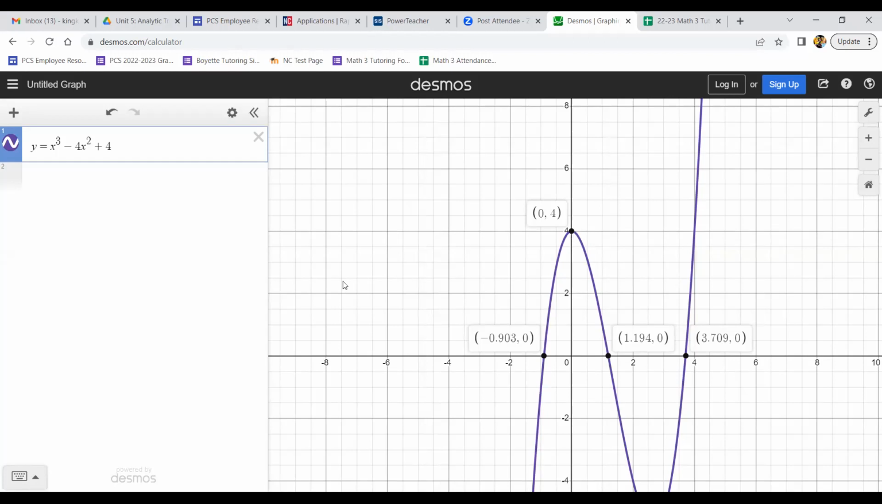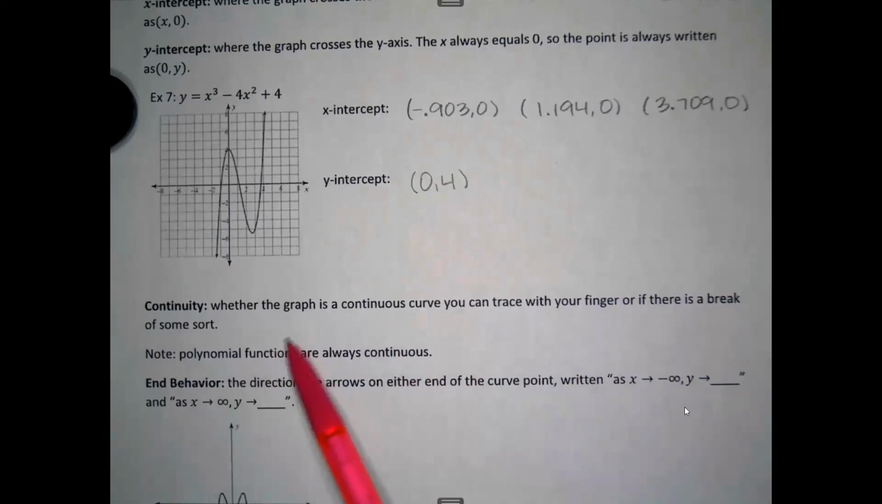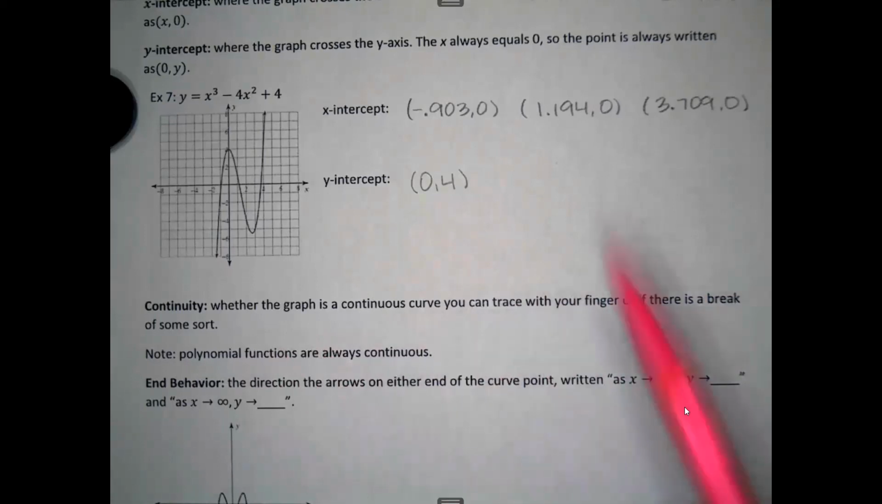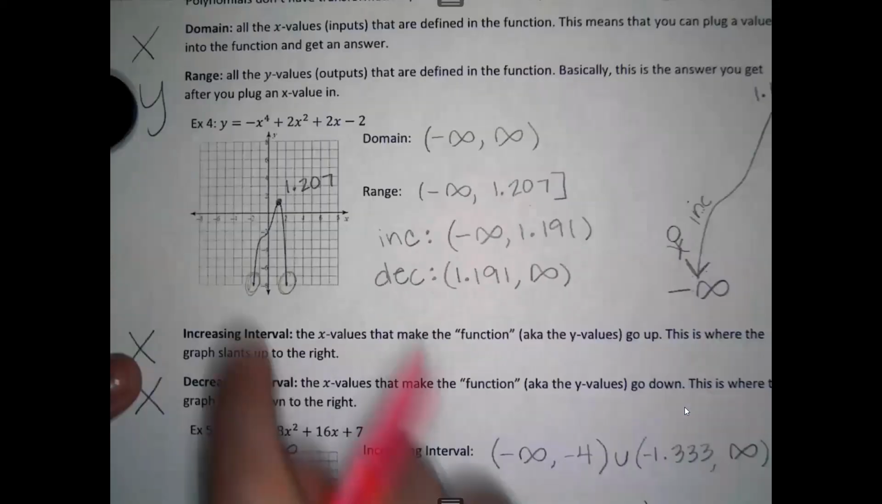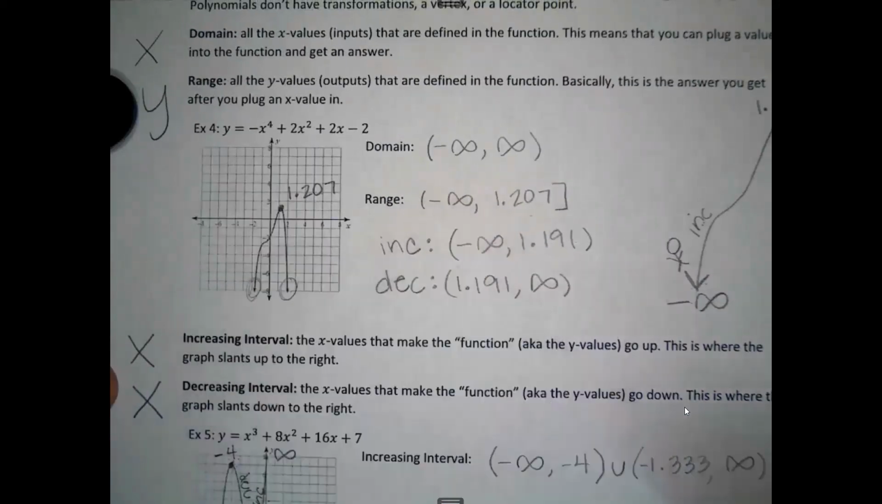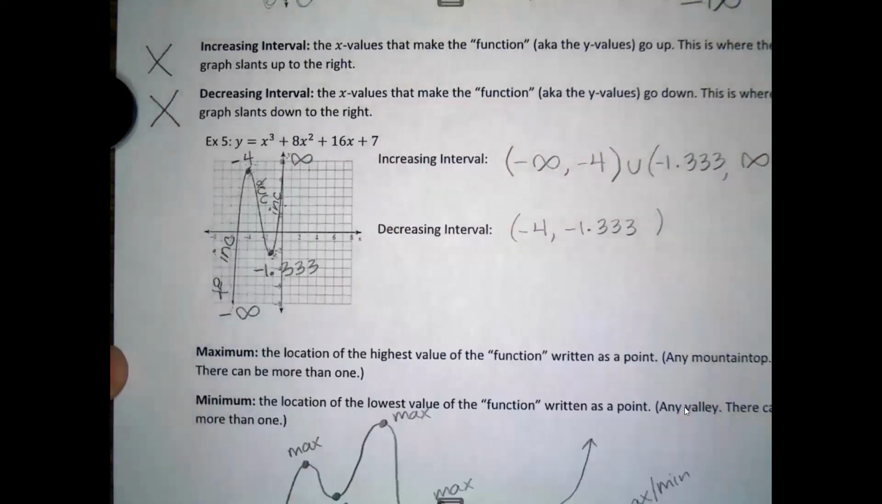As far as polynomial functions go, when we look at the definition of continuity, polynomial functions are always going to be continuous because remember, continuous means you can trace the graph with your finger and you don't have to pick up your finger to trace the whole graph. So if we look at any of these examples, we could start back on the front of the page. I can trace this entire graph without picking up my finger. I can trace this entire graph before I pick up my finger.